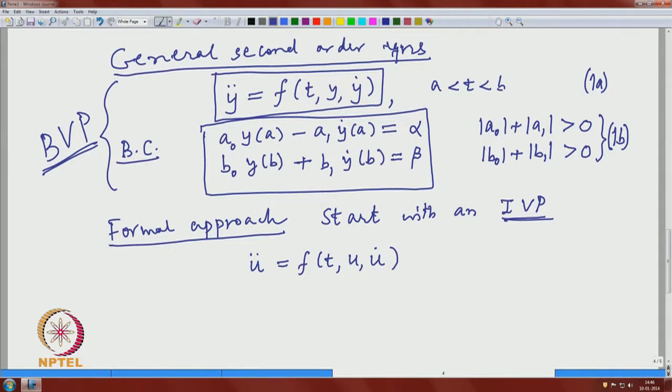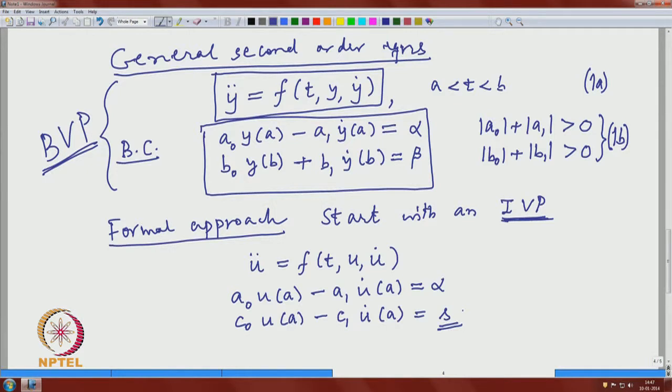Okay. So, this is a second order equation, and now I impose conditions only at A. I will not bring in B, because we are studying just an initial value problem. So, at one point we give the data. What is that data? A 0 u A minus A 1 u dot A, which is the same as the condition at A in the BVP. And now I will have another independent condition at A only, C 0 u A minus C 1 u dot A equal to S, and this S is at my choice. S is any real number for the time being.